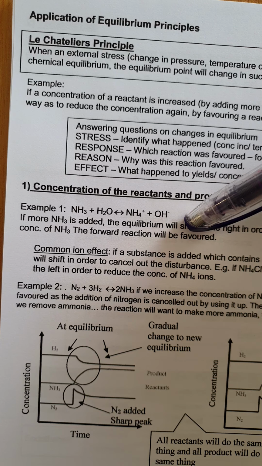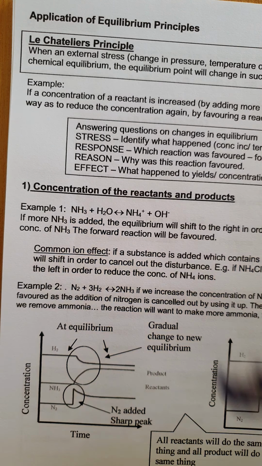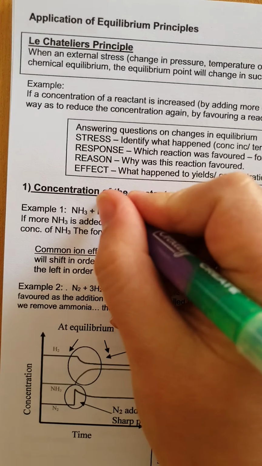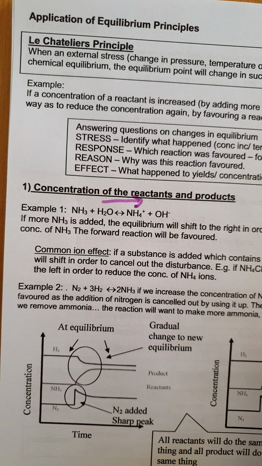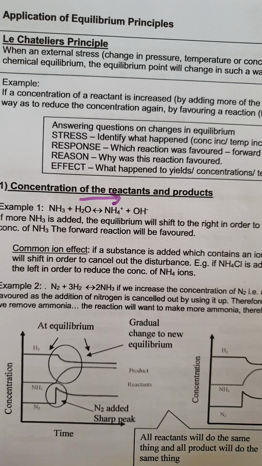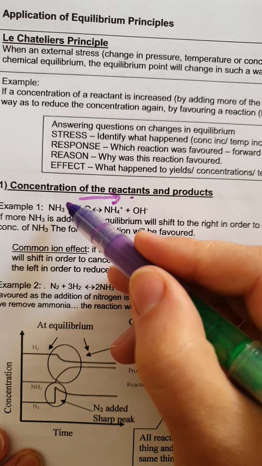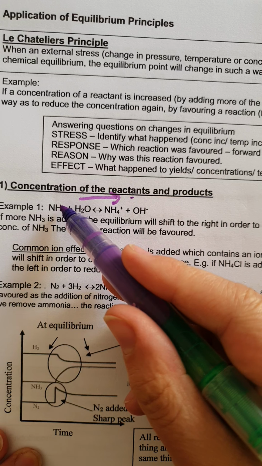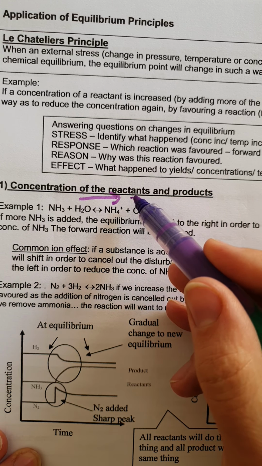So if more ammonia is added, so that means we're going to have an increase of ammonia. Now often you can see in textbooks that they say the equilibrium will shift to the right. We say the equilibrium shifts to the right. I prefer to say the forward reaction will be favored. Okay. So why? So the stress is ammonia increased. Okay, the response, forward reaction favored.